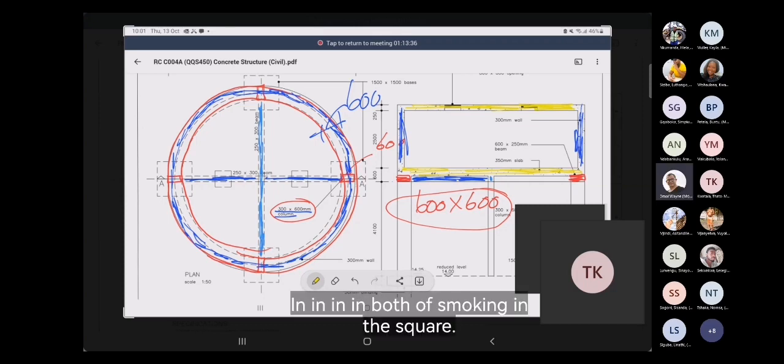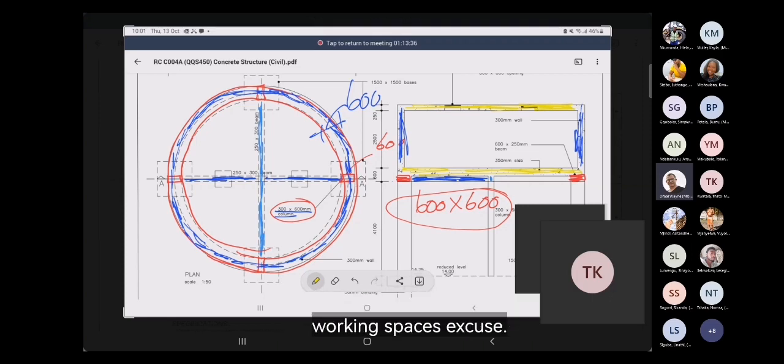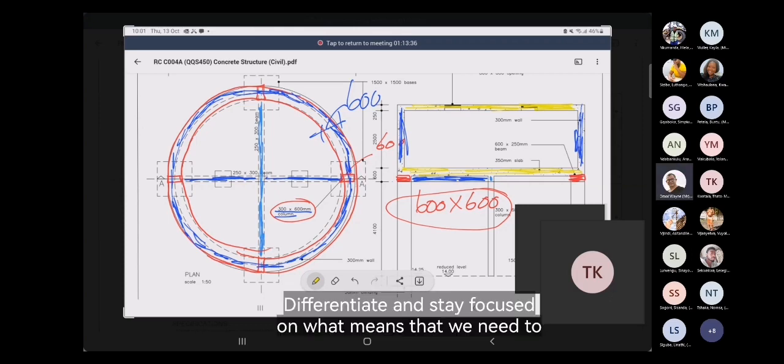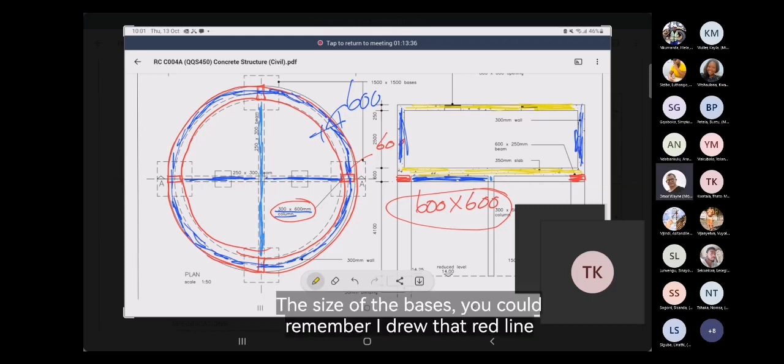In builders work, we measure in meters squared. Measure working space in meters squared. But here, because we have the dimensions of what it is that we need to measure, we will measure working space in meters cubed. You see how you need to differentiate and stay focused on what it is that we need to do. Then we have our smooth formwork, the size of the bases. You can remember I drew that red line around the bases, so there's formwork.